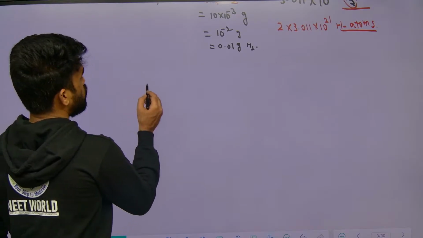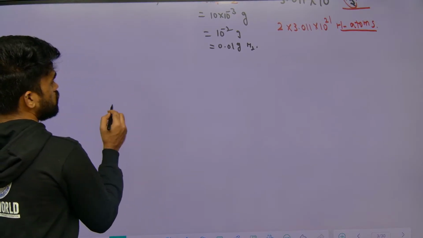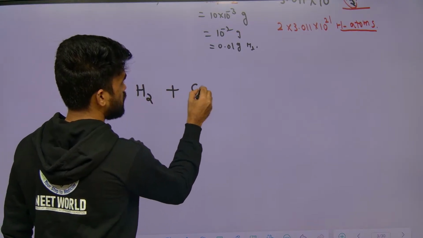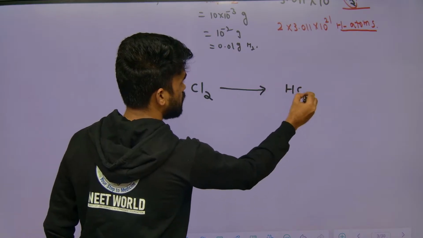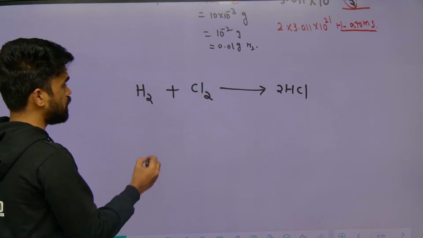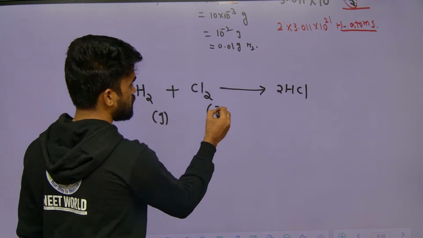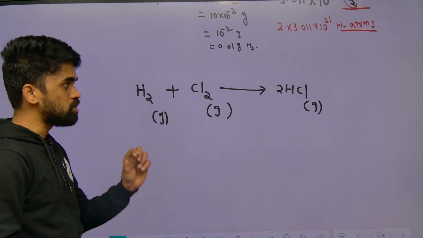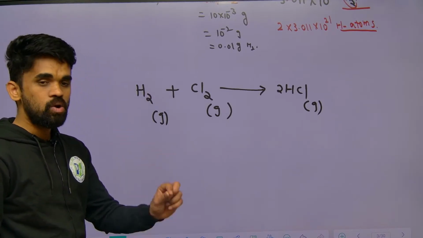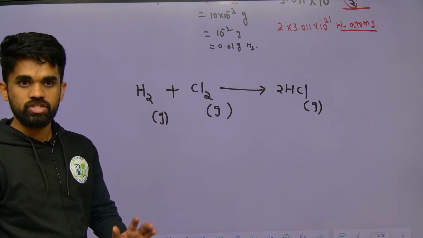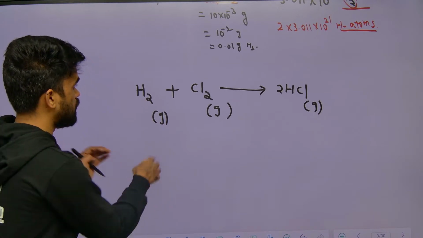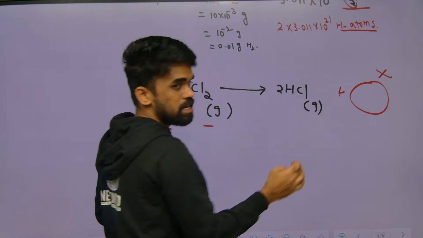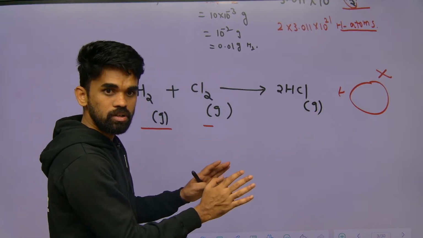So what does it say? When we are writing a balanced equation, let us say H2 plus Cl2 gives 2HCl. Now see the things involved here: reactants are gases, products are also gases. Gay-Lussac's law of combining volumes is applicable only for gaseous components. If there is something liquid here, don't apply Gay-Lussac's law to that, apply only to gaseous things.